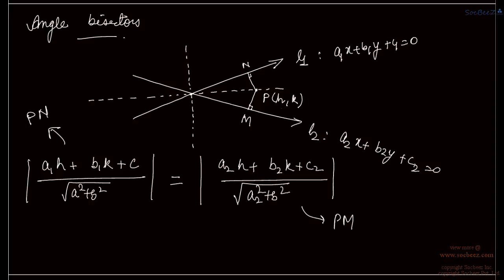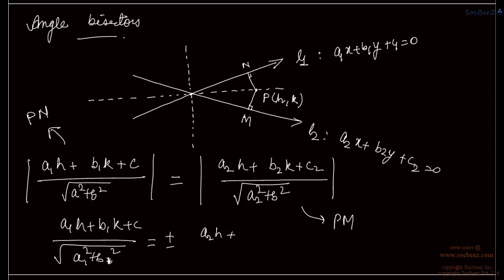So we have this equal to this, or we can write a1h plus b1k plus c1 upon square root of a1 square plus b1 square is equal to plus minus a2h plus b2k plus c2 upon square root of a2 square plus b2 square. Replacing this h and k, since this is a moving point, we can replace this h and k by x and y.